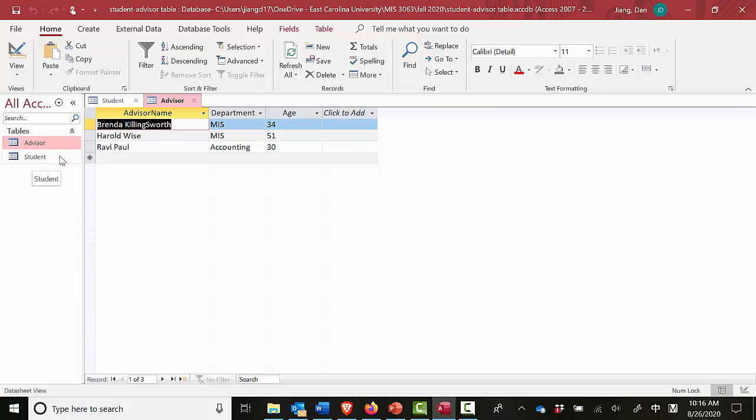In this database, there are two tables. As you can see, we have a student table that has all the student information: student ID, student name, major, advisor name, right? And then we have the advisor table. It has all the information of advisors: advisor name, department, age, etc. So this is a database, just a very small database. I just want to give you guys an idea of what a database looks like in reality.